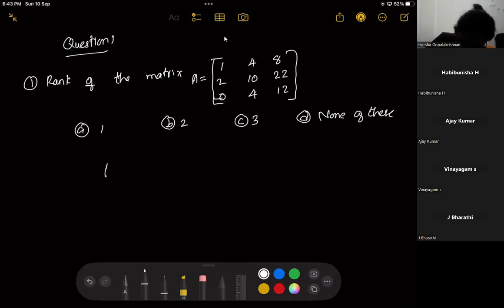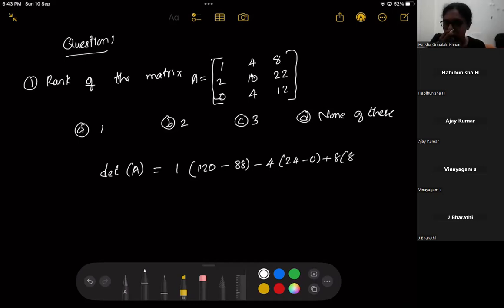Let us see what the determinant of A is. This A is a matrix of order 3, so A itself is a minor. Here we will find the 120 minus... I am just finding the determinant here. The determinant is 0, ma'am. Yes, you can go through the calculation. So the determinant equals 0.